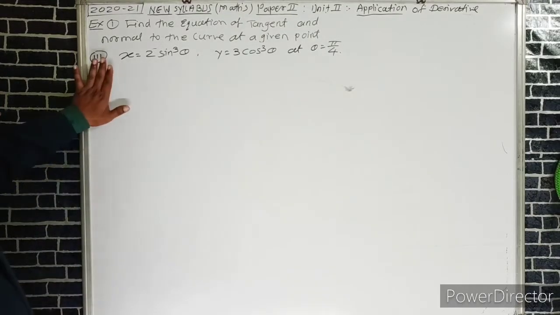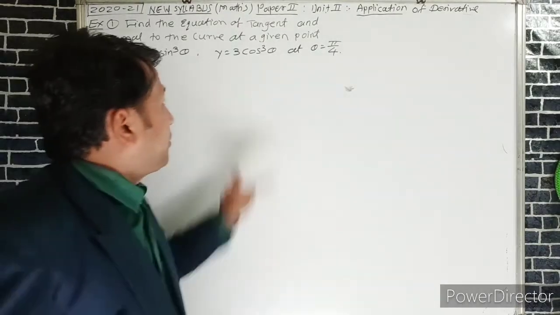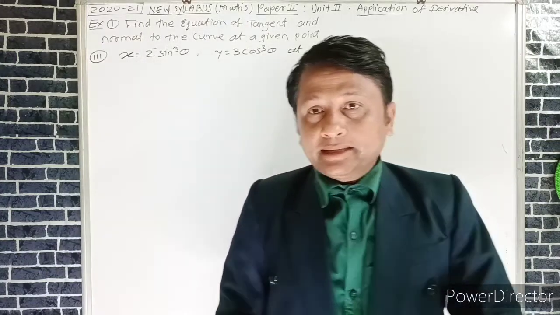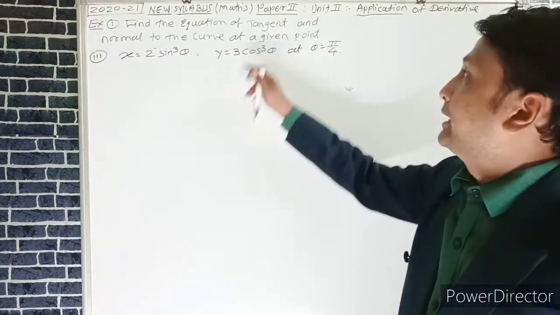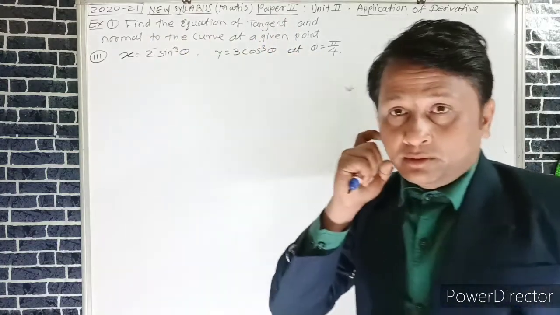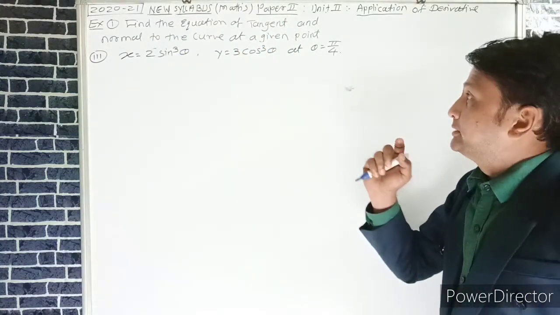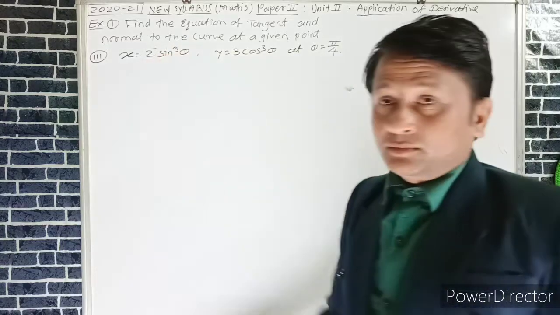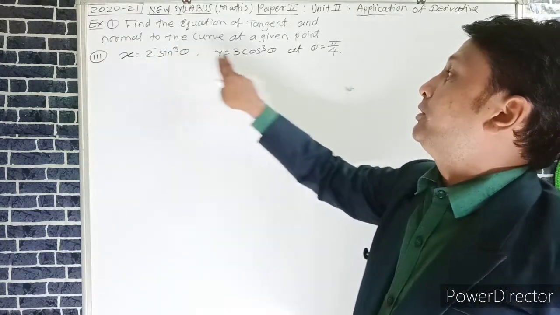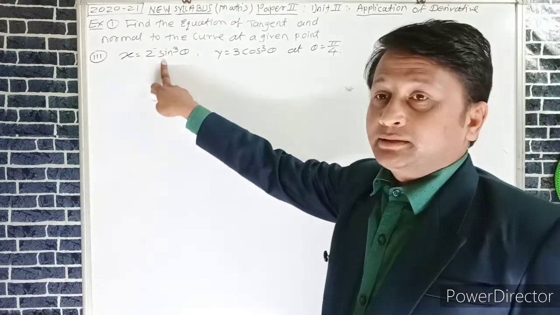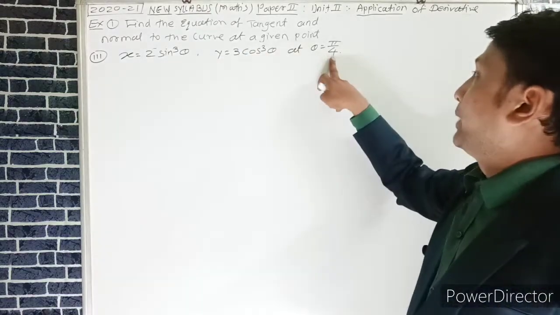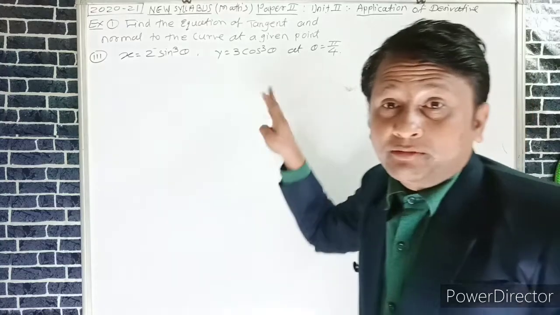Example number 3: x is equal to 2 sin cube theta, y is equal to 3 cos cube theta, and theta is equal to pi by 4. And again here we have to find the equation of tangent and the equation of normal. The given function is in parametric form. So by using the definition of parametric function, we can evaluate dy by dx at theta equal to pi by 4, which is the slope of tangent.